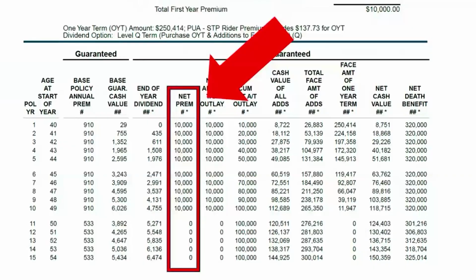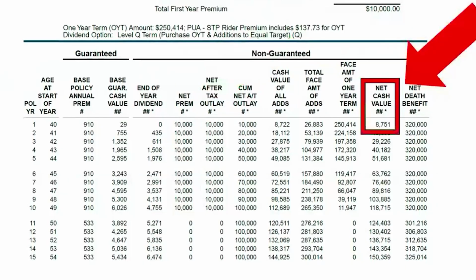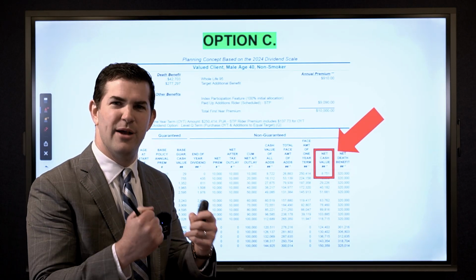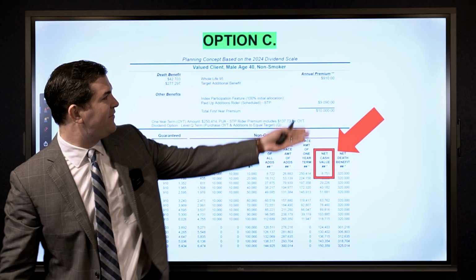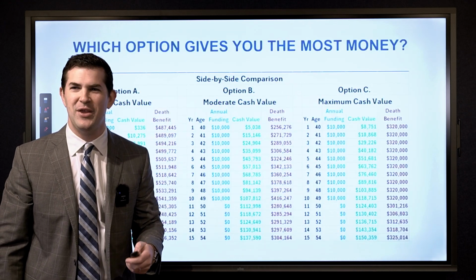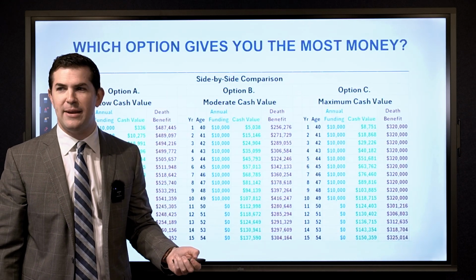So we see down here, we've got the same $10K per year going in, and look at your first year cash value. See what's going on here? This is fun. We're getting the same product, but we're getting a better deal just by having awareness around where our money should be going. I love this stuff. So here are the three options side by side.